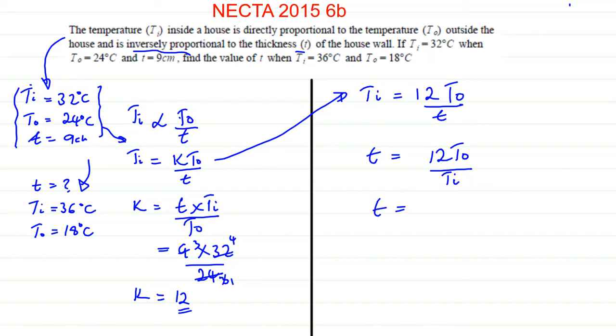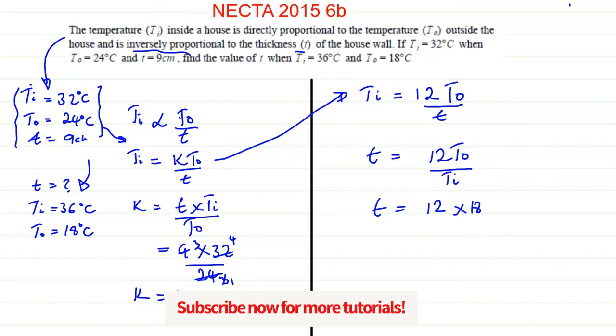So T equals 12 times, well, To is 18, so times 18 divided by Ti, which is 36. You can see that's a multiple of 12 here. So there's 1 twelve there, there's 3 there, 1 three there, and 6 threes there. So therefore T is equal to 6 centimeters.